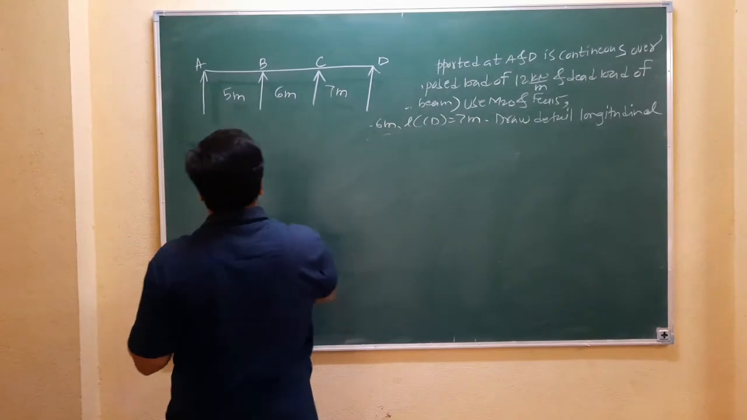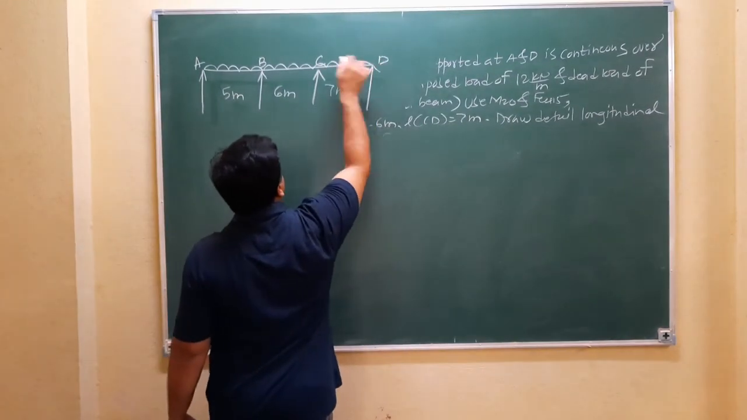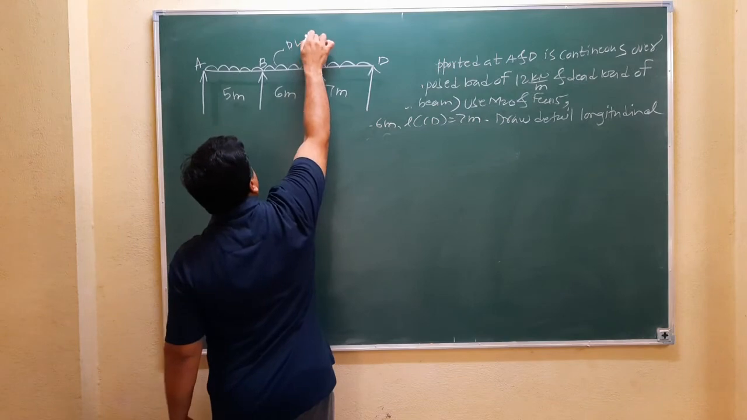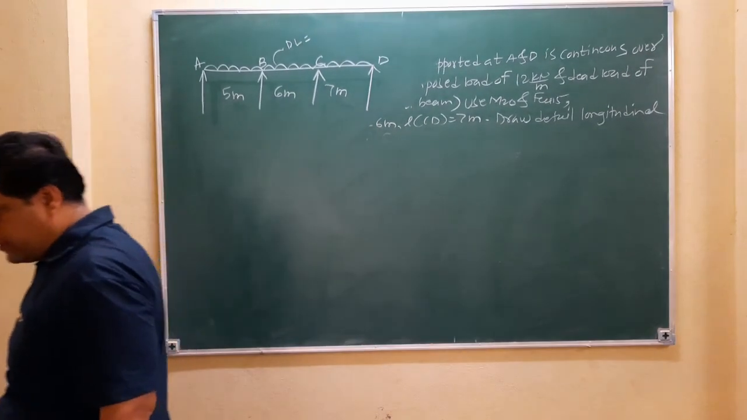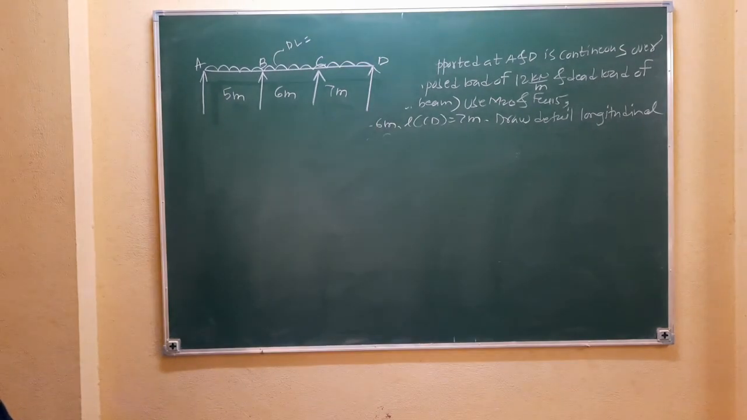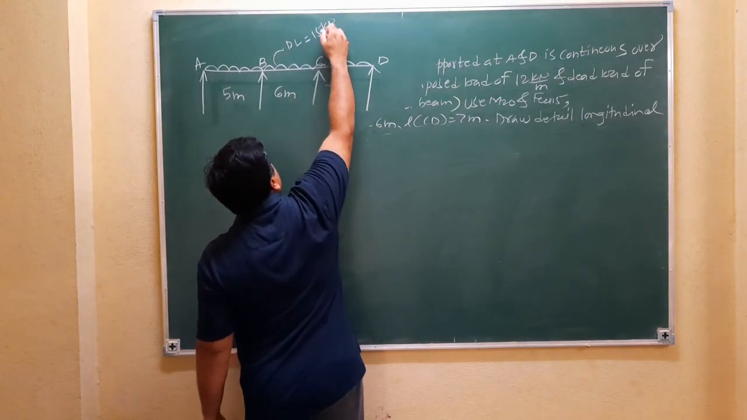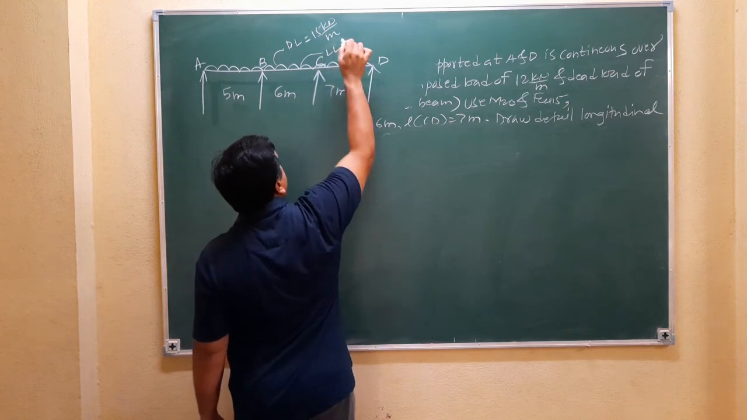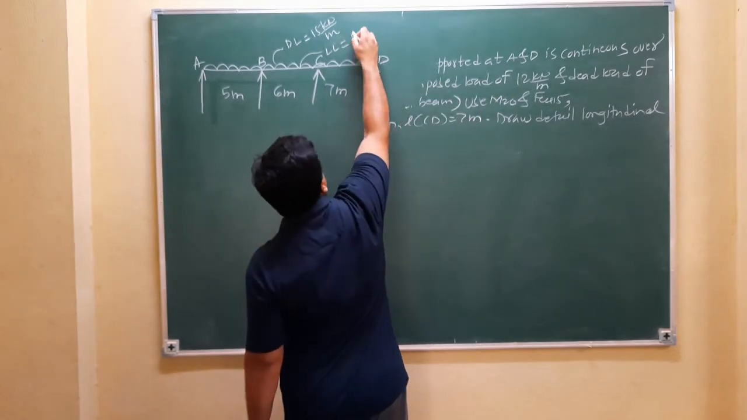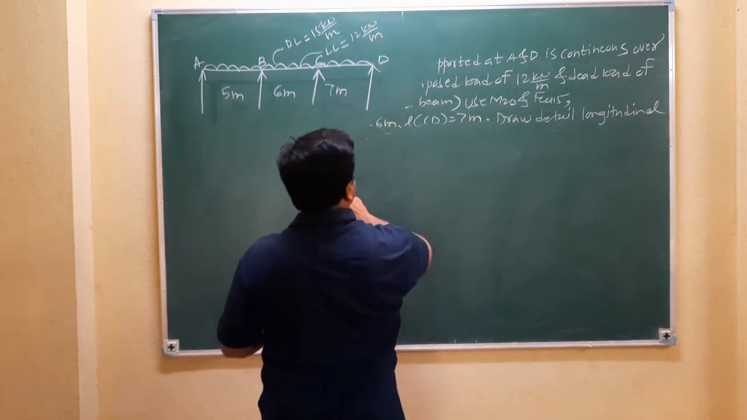Okay. And it has the load. So the dead load is 15 kN per meter, and the live load is 12 kN per meter.